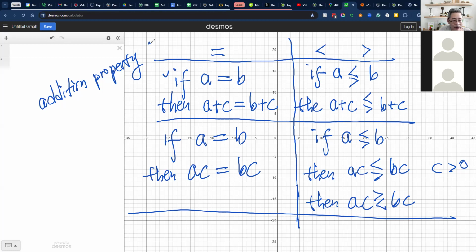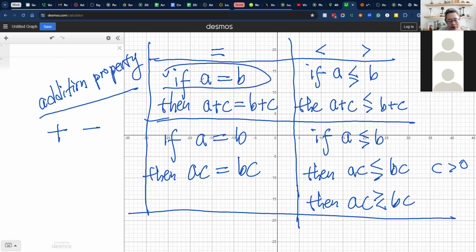We're doing review now. We just went over the properties for operators, plus and minus. Now we're doing the properties for equations and inequalities. The top one here is called the addition property. That means when you have an equation, you can add anything as long as it's the same amount on both sides. This is also true for inequalities. And the second property is called the multiplication property.